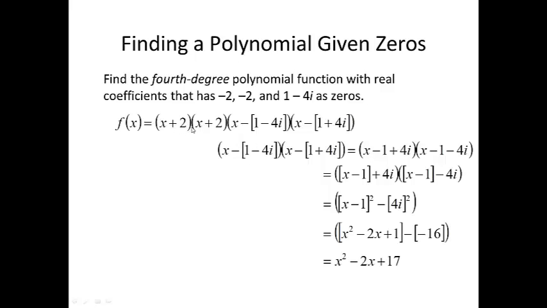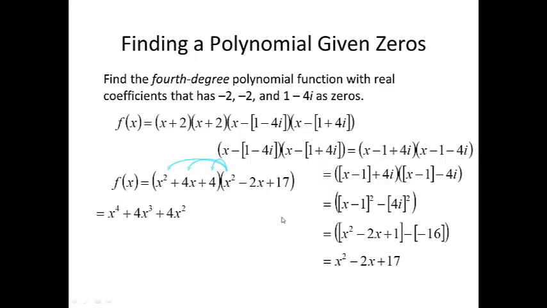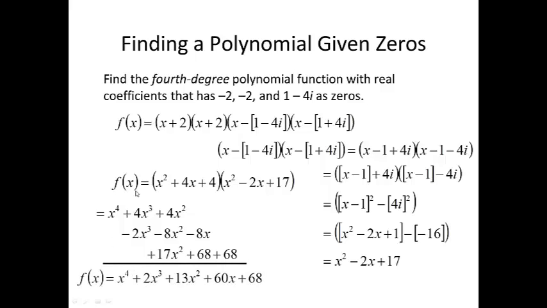Now I FOIL out the x plus 2, and I get x squared plus 4x plus 4 times what I got from here from FOILing out my complex numbers, my complex zeros. Now I distribute this. I take the x squared and distribute that. Take the negative 2x and distribute that. And take my 17 and I distribute that. And I do that when I line up all my like terms, so I just have to add straight down. x to the fourth, 2x to the third, 13x squared, 60x, and 68. There's my final answer.